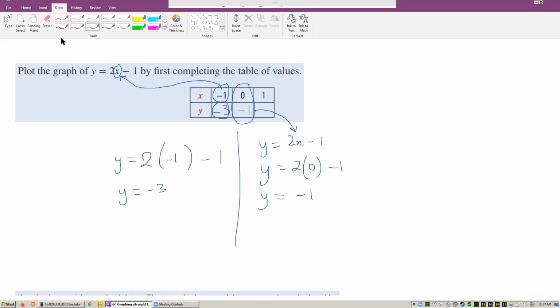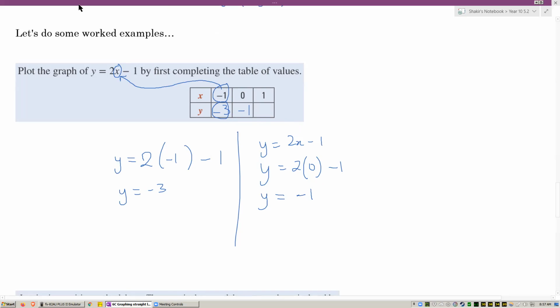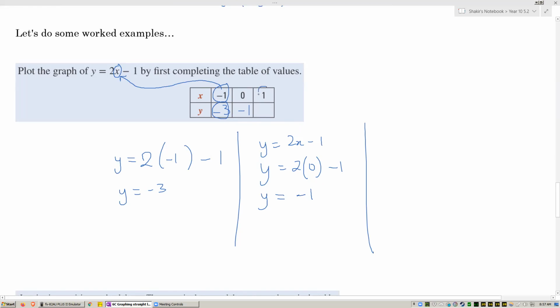And now, very similarly, now that I'm doing the last column, x is equal to 1. So when you have y is equal to 2x, x over here is 1. So I'm going to place 1 now, minus 1, which is equal to 2 times 1 is 2. 2 minus 1 is 1. So y is equal to 1.